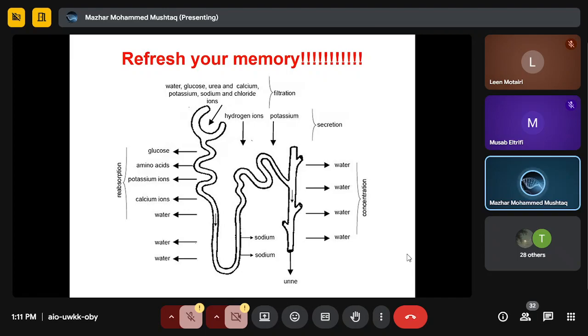Similarly, in the loop of Henle, water and sodium reabsorption takes place. As we move on to the distal convoluted tubule, some of the hydrogen, the potassium, and similar things are secreted back because they are not absorbed. So here you have the reabsorption, here you have the secretion in the distal convoluted tubule, and ultimately when it moves to the collecting duct, the water is further reabsorbed and the urine is concentrated, which makes urine a pale dark yellow color. So this is the normal function of the nephron.